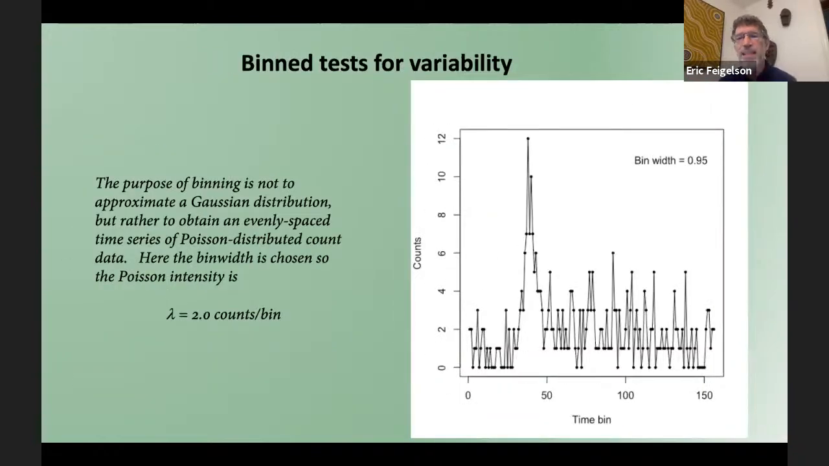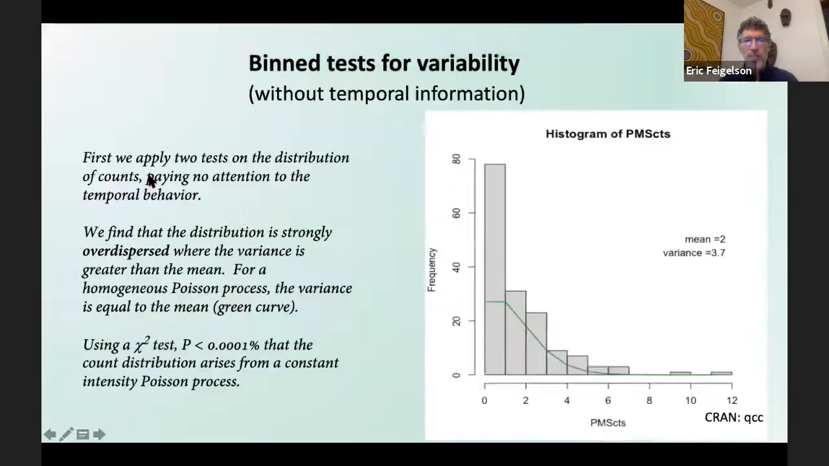Okay, now let's bin the data, and I just chose 1 kilosecond bins, so it's a Poisson process with about two counts per bin. Okay, I just chose that. The purpose of the binning is not to get Gaussianity. The purpose is to get an evenly spaced sequence of measurements, in this case, count data, because there's a whole lot of statistics that are designed for evenly spaced time series. So we have evenly spaced but Poisson distributed count data. Okay, so what can we learn from this kind of thing?